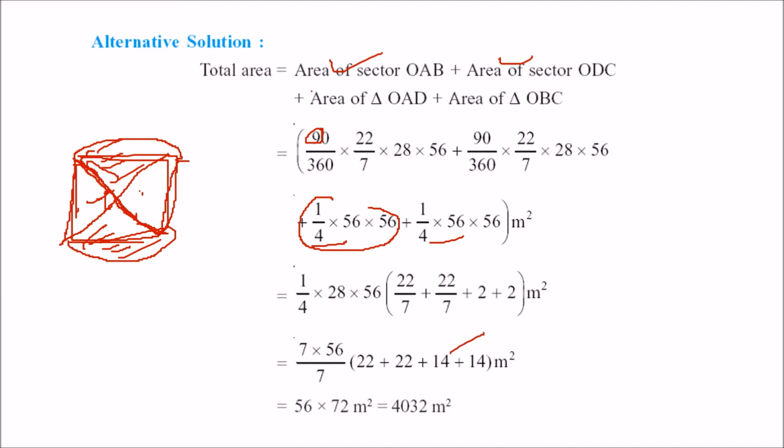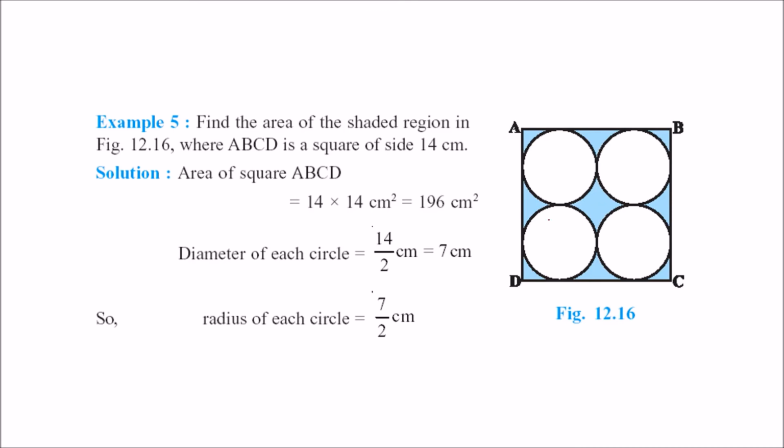You can compute it. Now we have to find the area of the shaded region in this figure, where ABCD is a square of side 14 centimeter. This shaded region can be found by subtracting these 4 regions from the complete region. This side is 14, this is also 14. The complete area is 14 into 14. Let us find the area of 1. We'll multiply it by 4.